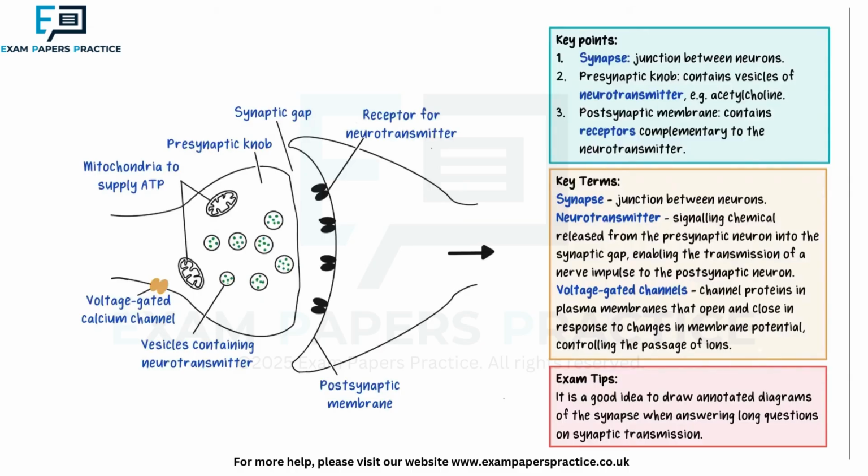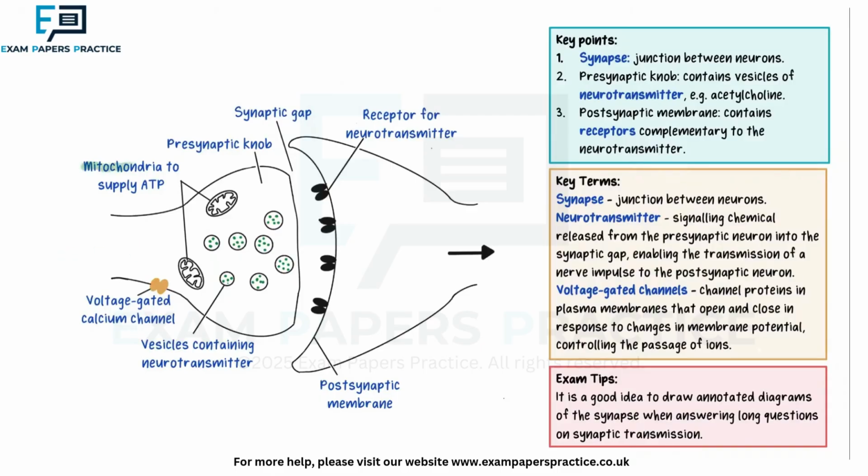In the first of these videos on the nervous system, we saw how an action potential is carried along a neuron, but how is it passed from one neuron to another? The junction between two neurons is known as a synapse. The structure of the synapse is shown in this diagram here. This is the first neuron along which the action potential will be transmitted.